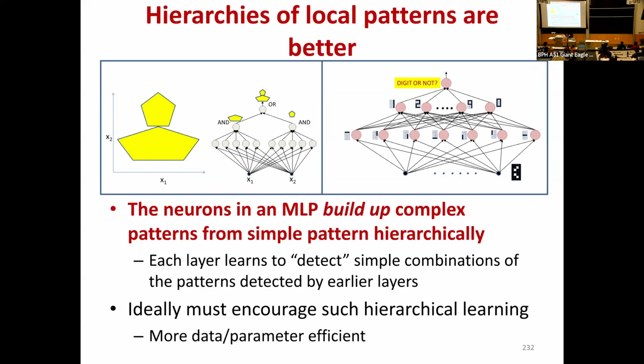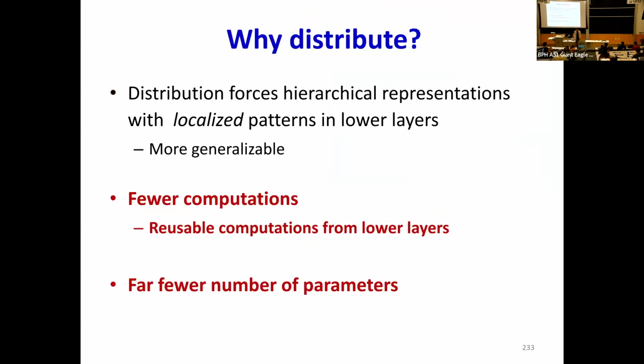This kind of distribution ends up being far more efficient because otherwise, as we saw way back when, you're going to require a great many more neurons to capture the same pattern. So distribution of the pattern has a benefit over here. So we must encourage such hierarchical learning because it's data and parameter efficient.